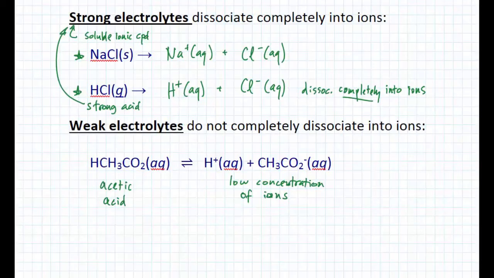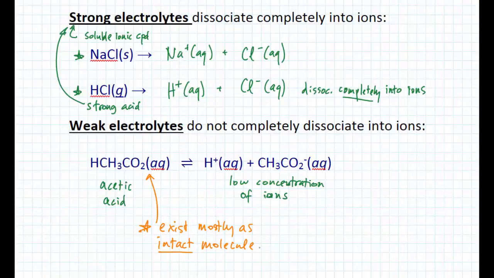But weak electrolytes, like acetic acid, exist mostly as the intact molecule. Okay? So, by this point, we've talked about strong and weak electrolytes. Okay? The strong electrolytes completely break up into ions.